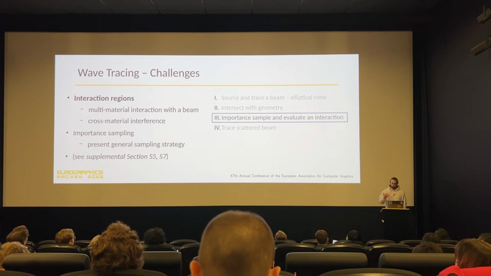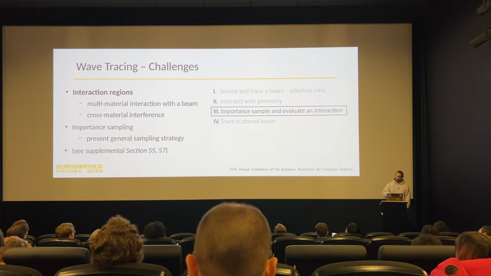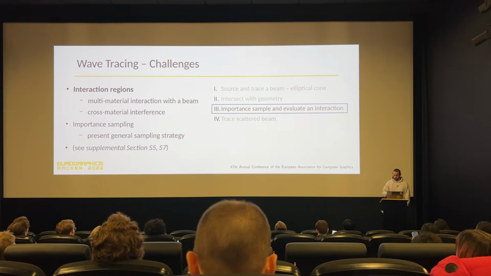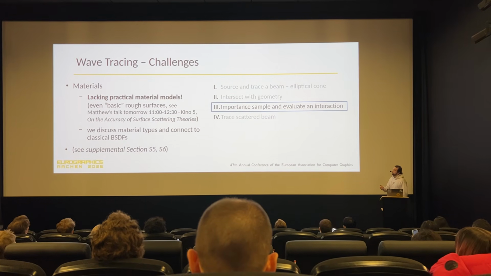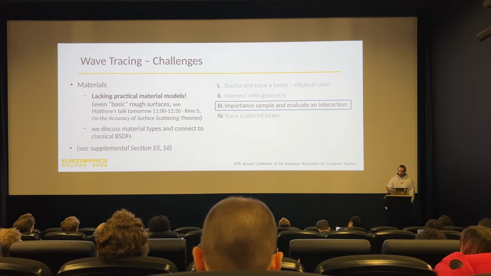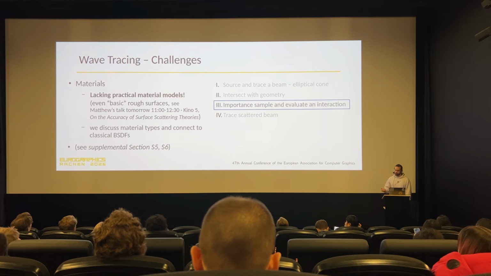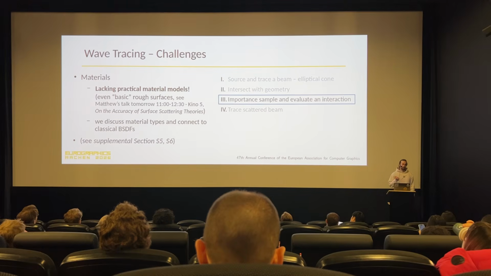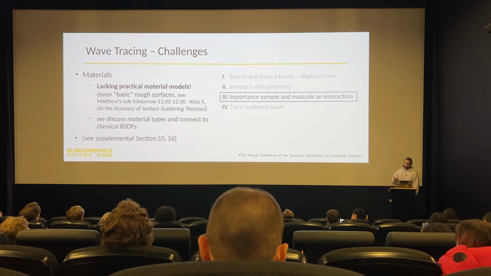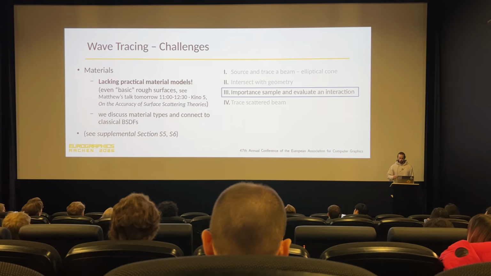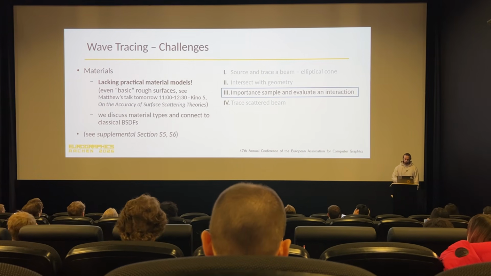Still, we need to model the wave-based interactions of our beams with surface materials, triangles. Such material models remain severely lacking, and this is a problem that transcends our setting and is very broadly applicable to wave simulation and even classical predictive rendering. As an example, a physically sound practical model for something as conceptually simple as scattering by a statistical rough surface remains missing. For additional information, I encourage you to attend the talk by Matthew tomorrow.